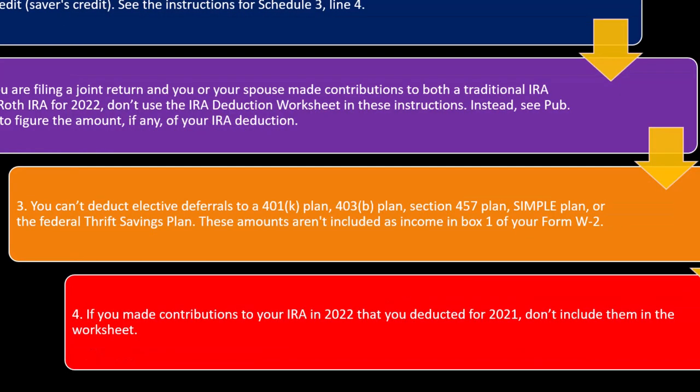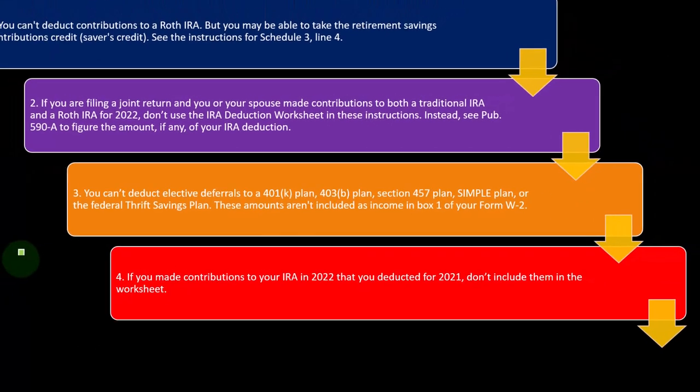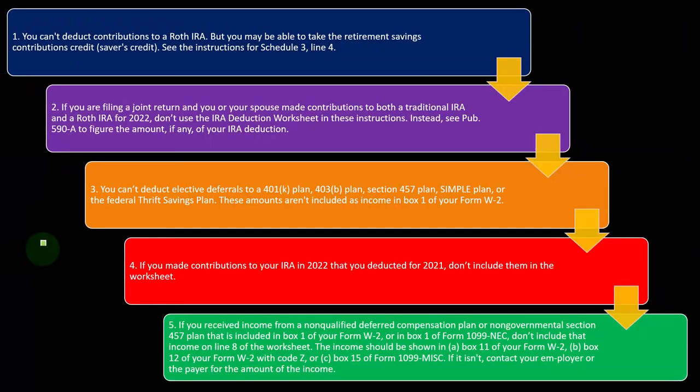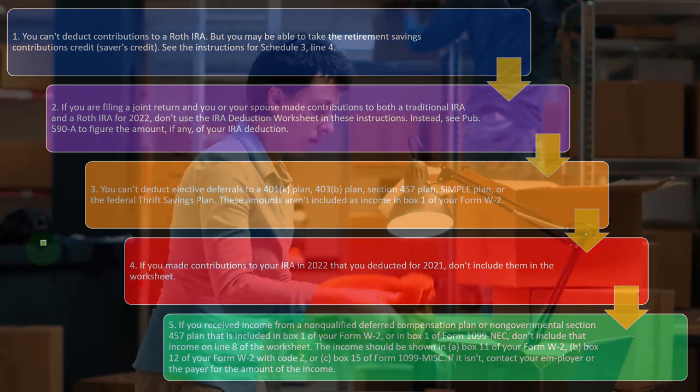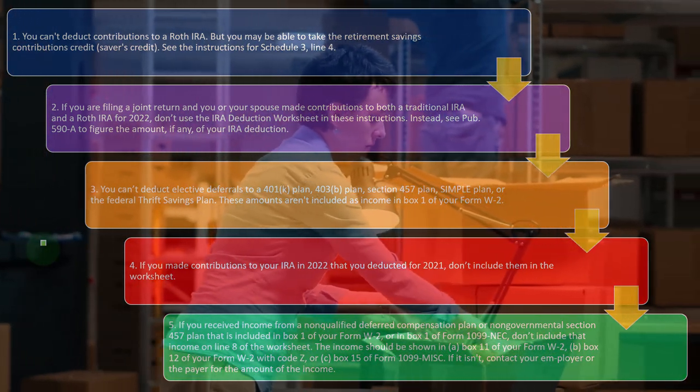So number 4, if you made contributions to your Roth in 2022 that you deducted for 2021, don't include them in the worksheet. Number 5, if you received income from a non-qualified deferred compensation plan or non-governmental Section 457 plan that is included in Box 1 of your Form W-2 or in Box 1 of Form 1099-NEC, that's when you're a sole proprietorship, you often get those. Don't include that income on line 8 of the worksheet.